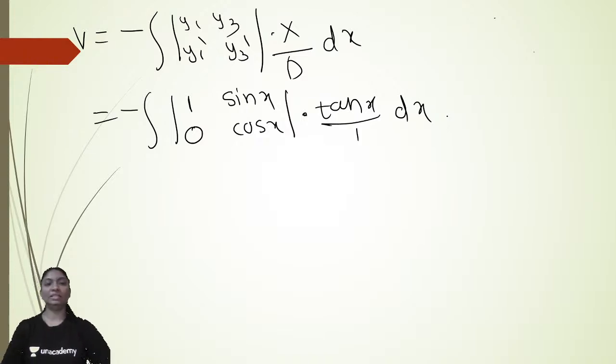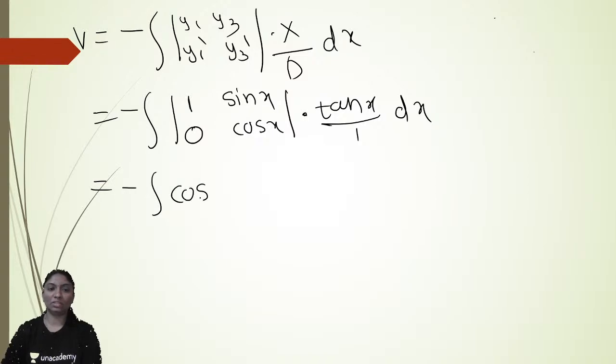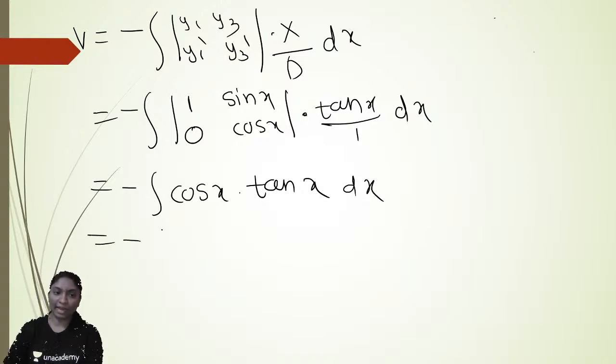So minus integration of the determinant of this. So minus of integration of, what is the determinant? Cos x into, you will get cos x minus sin x, so cos x into 0. So the determinant of this is cos x into tan x. Okay. So cos x into tan x you will get. So ultimately, what do you mean by tan x?